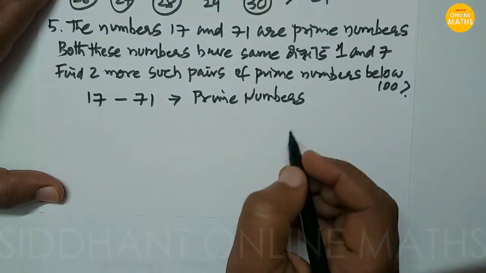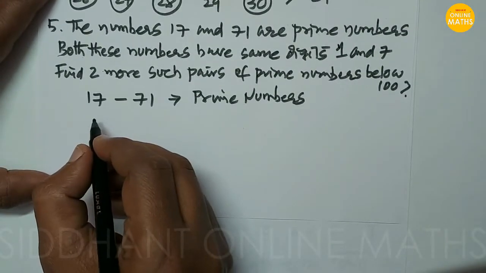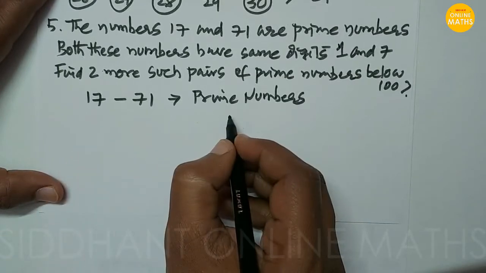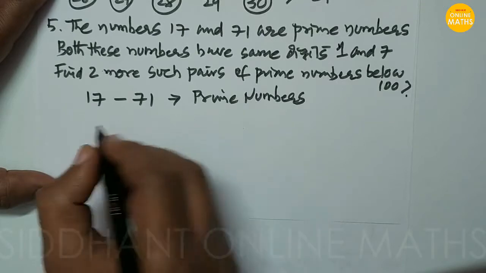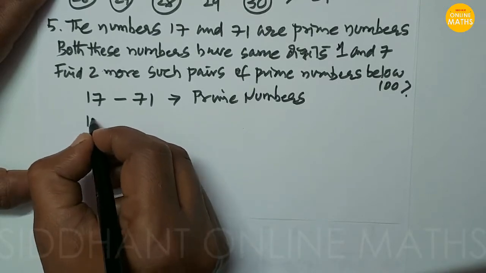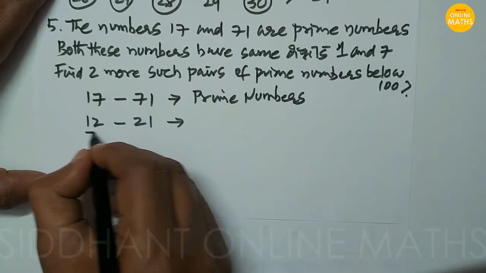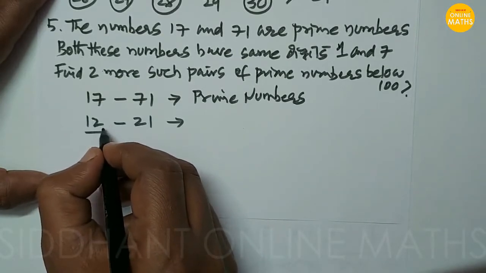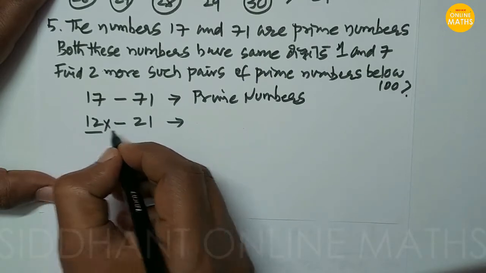So these are prime numbers. Here you have to select a number such that when you reverse it, you should get a prime number. Both numbers should be prime. Suppose I take 12, and when I reverse it, it is 21. Here 12 is not a prime number, because it has factors 2, 4, 6. So this is not a prime number.